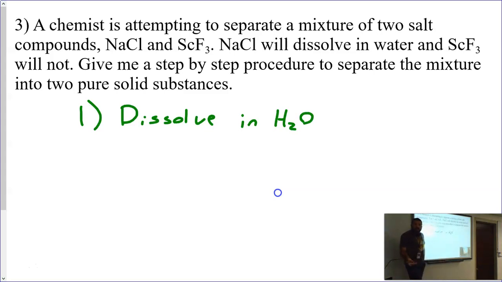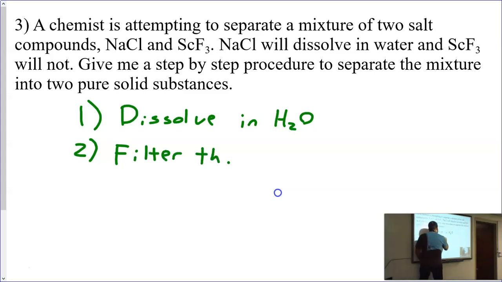Now, the scandium fluoride won't dissolve. So it's going to be like a powdery, kind of cloudy junk that's just going to be sitting on top of the water or in the water, kind of suspended, but it's not going to actually dissolve in the water. So what should we do next? Well, we should probably filter the scandium fluoride out of solution.